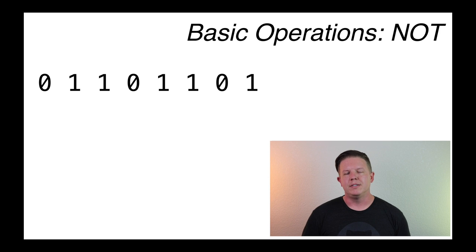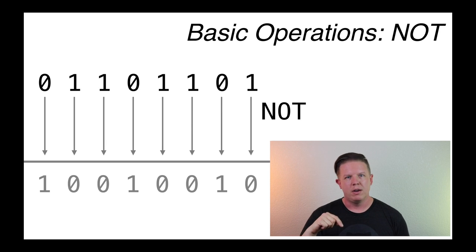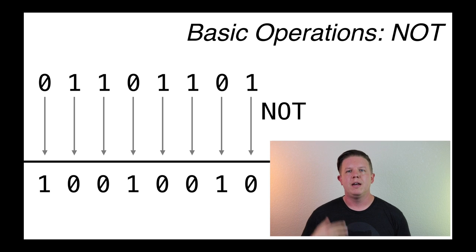A NOT is extremely simple. It's an inverse, essentially. So you're just taking every place value. We're not comparing it to another bit array. We're just saying, if it's a zero, make it a one. If it's a one, make it a zero. And you essentially get the inverse of that bit array.